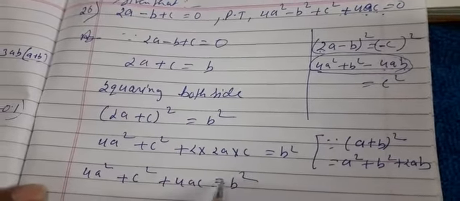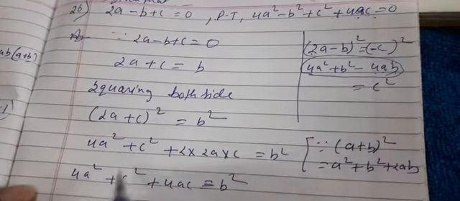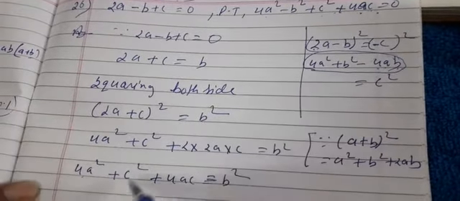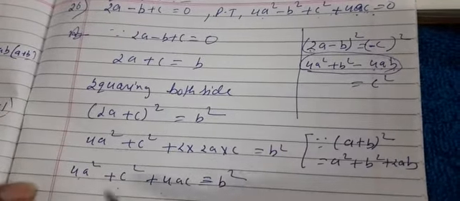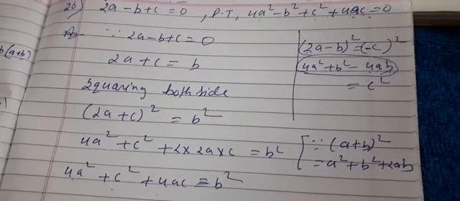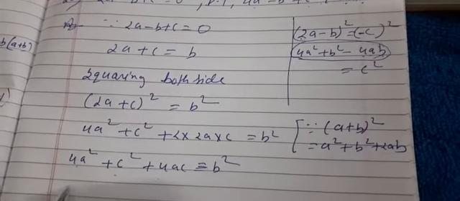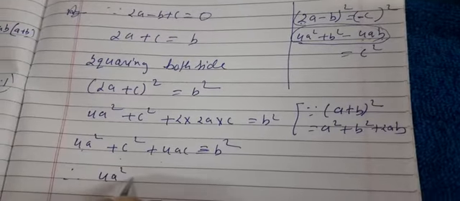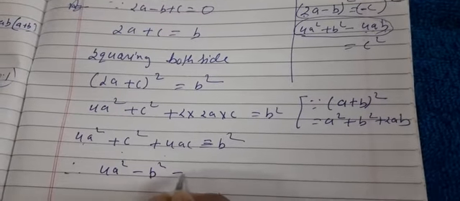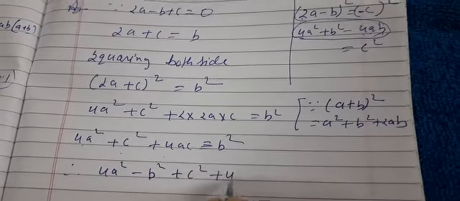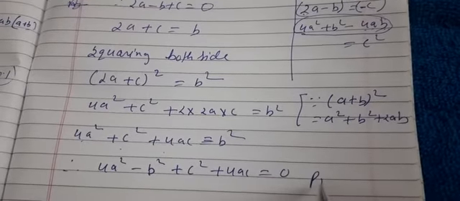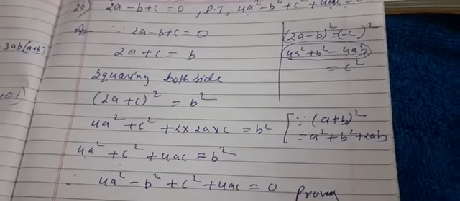See, we are about to reach our answer. We have 4a square, c square, 4ac. We will transfer b square to this side, and the RHS will be 0. Therefore 4a square minus b square plus c square plus 4ac is equal to 0. Proved. Thank you.